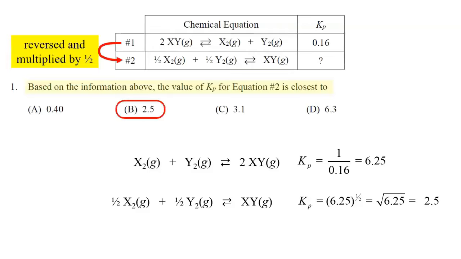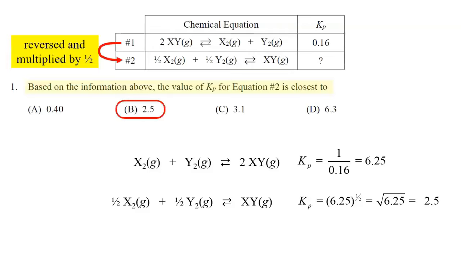Question 2 in this packet is very similar to question number 1. It says, based on the information above, the value of Kc for equation number 3 is closest to, and then we have 4 numerical choices. So question number 2 in this packet also falls under topic 7.6, properties of the equilibrium constant.